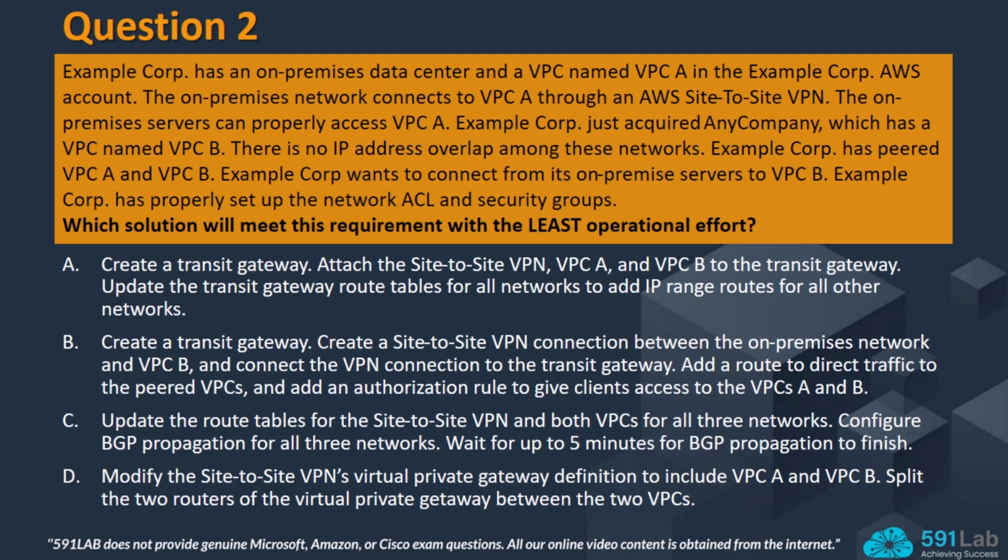Example Corporation has peered VPC-A and VPC-B. Example Corporation wants to connect from its on-premises servers to VPC-B. Example Corporation has properly set up the network ACLs and security groups. Which solution will meet this requirement with the least operational effort?